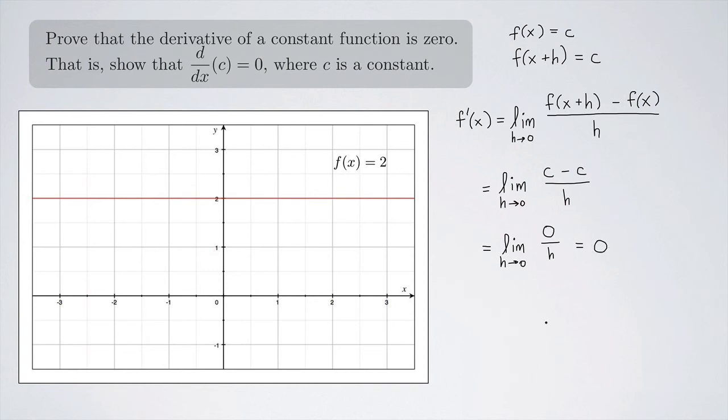So remember, this is a limit here, so we're not actually plugging in a 0 for this h. We're looking at what happens as h approaches 0. And since we have 0 over h, the limit as h approaches 0 of 0 over h, that's going to be 0.